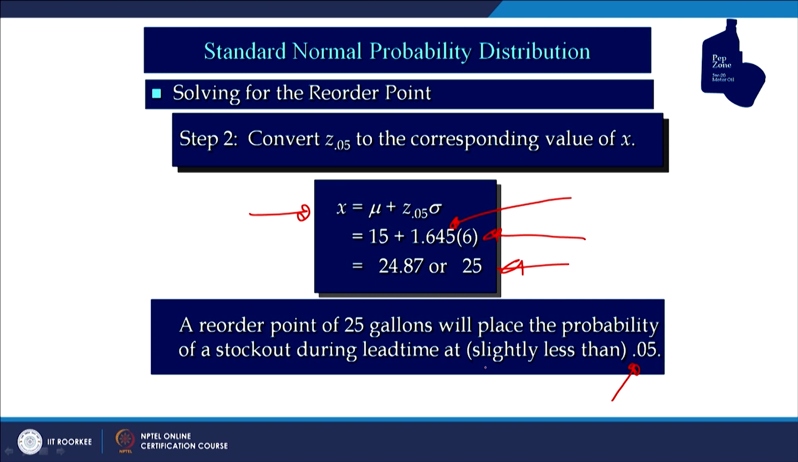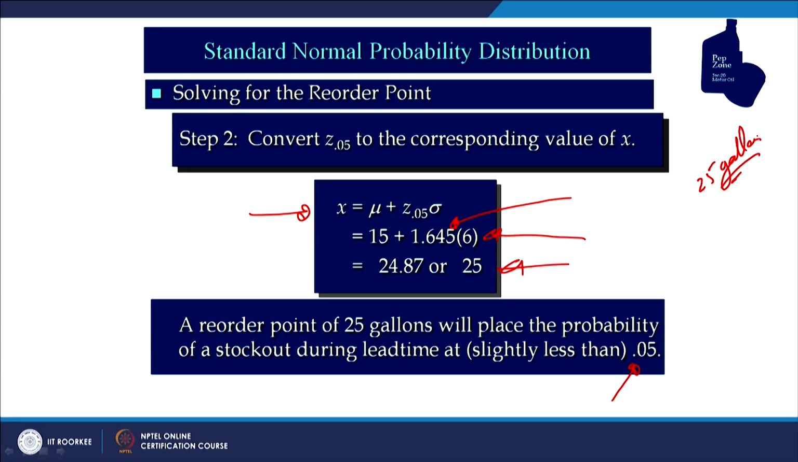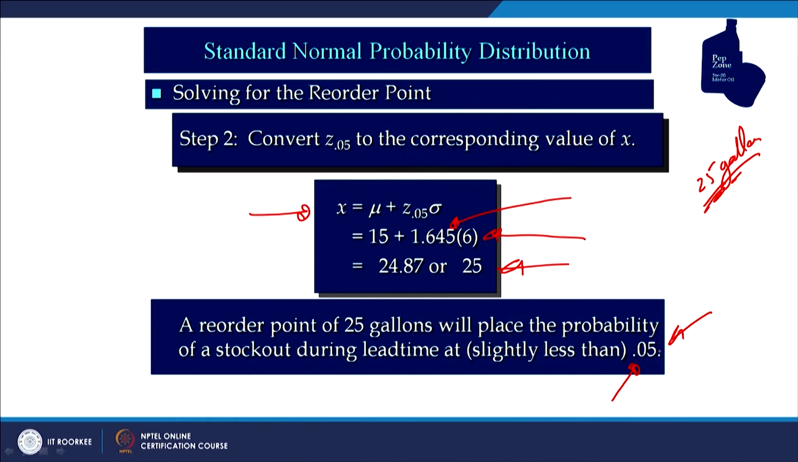So, what is the conclusion at the end of the day? If you keep the reorder point at, let us say, 25 gallons, whenever you reorder this particular oil, you should reorder at 25 gallons, not 21, otherwise there would be a probability of stock out higher than this. Now, this is just 5%, is not it? Earlier it was some 20 plus percent, is not it? So, this is how you can convert the z value into an x value.